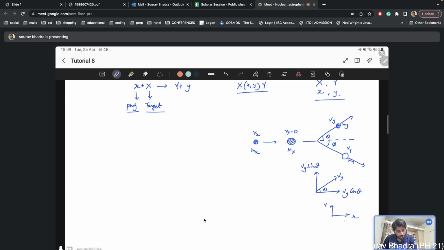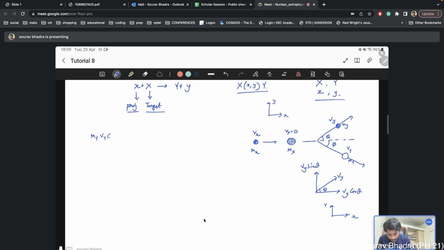So we will write two equations of linear momentum, one for the x direction and one for the y direction. We are considering in our problem this direction is x and this direction is y. That means the projectile at first is going towards the positive x direction. Okay, so let us write the two equations of conservation of momentum.